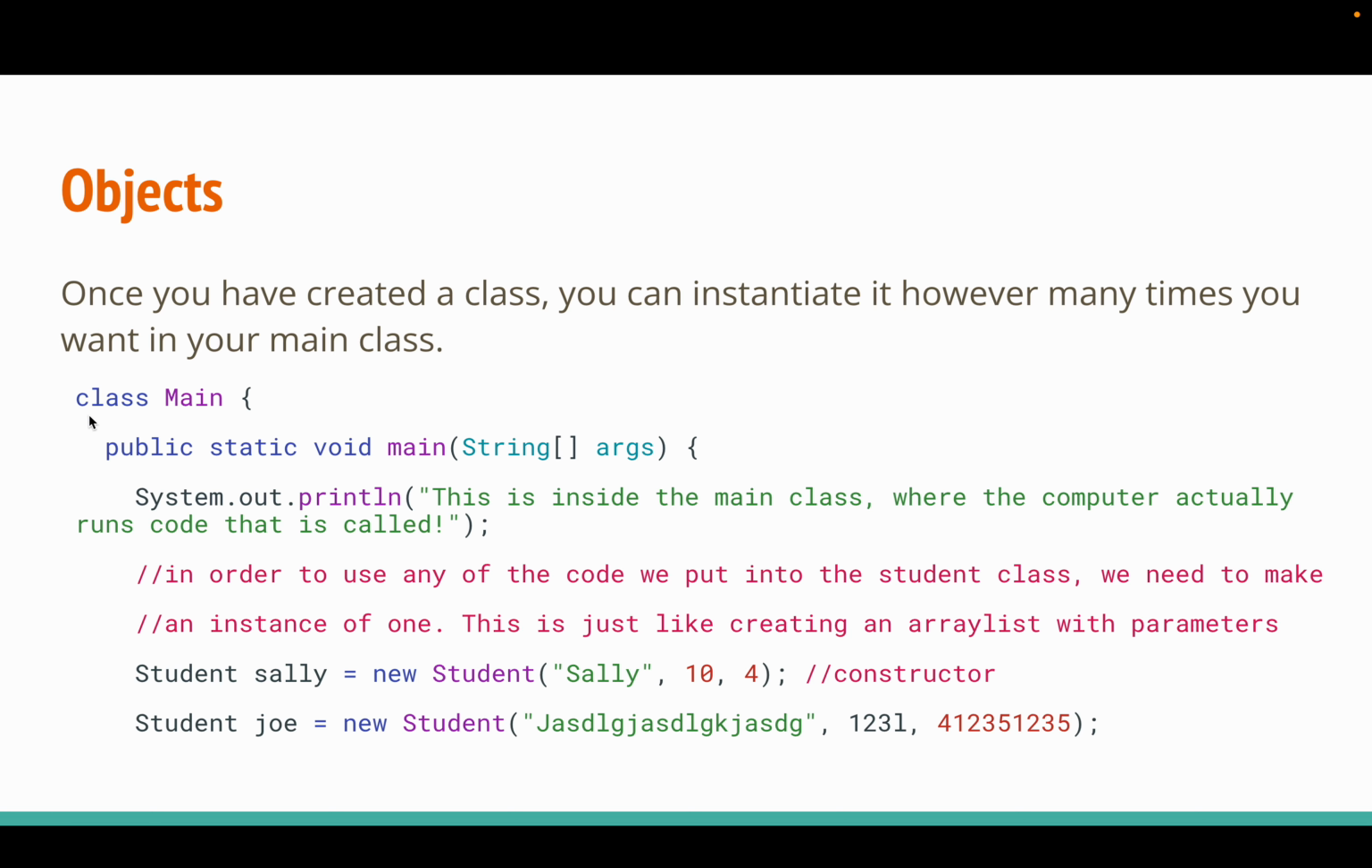Right here, we have our main class, and then we have our main method, which is inside the main class, where the computer actually runs the code that's called. In order to use any of the code we put in the Student class, we need to make an instance of one. This is just like creating an array list with parameters. For example, we'll say Student sally equals new Student, with name Sally, grade 10, and GPA 4. And then we could have Student joe, and put a bunch of nonsense values in as well, and that would still be a completely valid student. So these are two examples of calling the constructor method of that class.